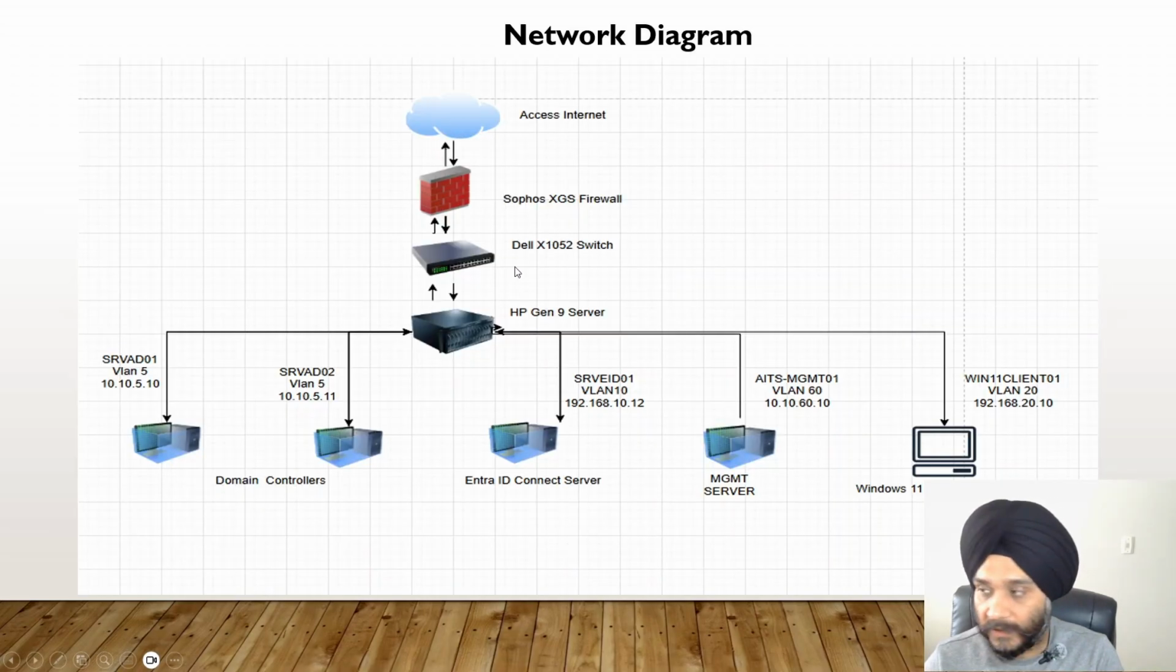So this is how my architecture looks. As I said already, the client machine is running on a different VLAN segment, which is VLAN 20. I have one management virtual machine. Entra ID Connect is on VLAN 10, which is a different VLAN, and the domain controllers are on a different VLAN, as you can see, VLAN 5. Necessary ports are allowed, other ports are blocked.